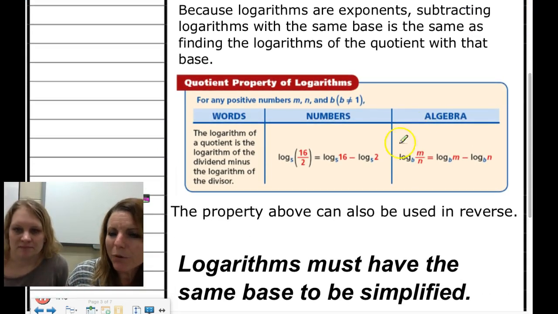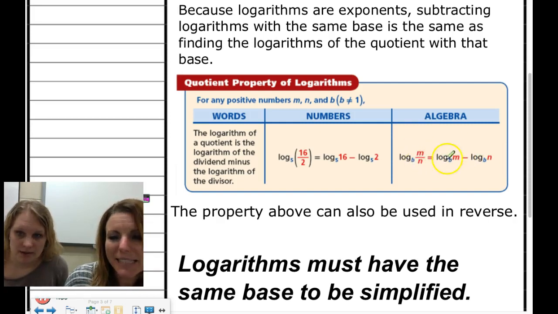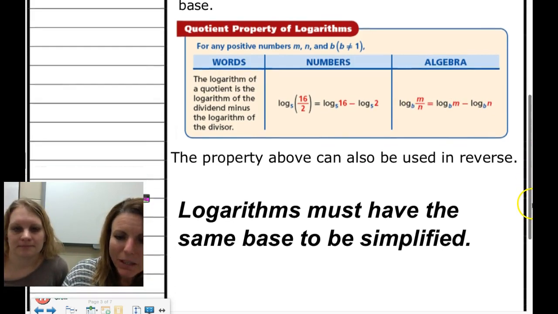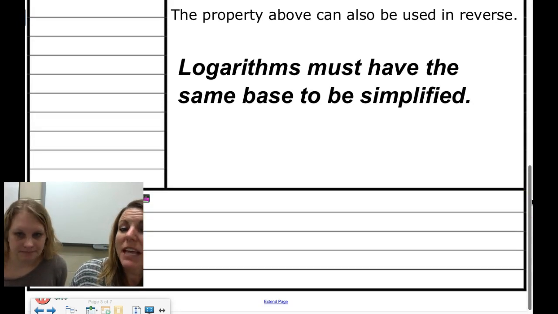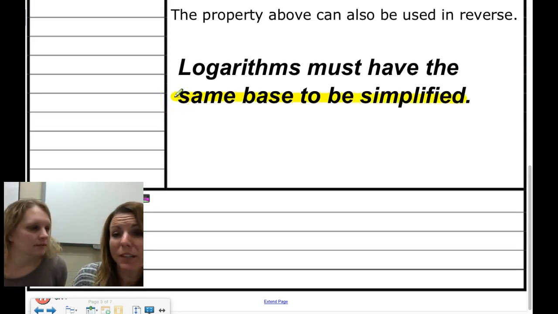So notice the property. When you have log base b of m over n, you can split that apart into log base b of m minus log base b of n. The top one goes first, the bottom one goes second, and you subtract versus adding. And notice the big bold: logs must have the same base in order to be simplified. If they don't, you can't do a thing.